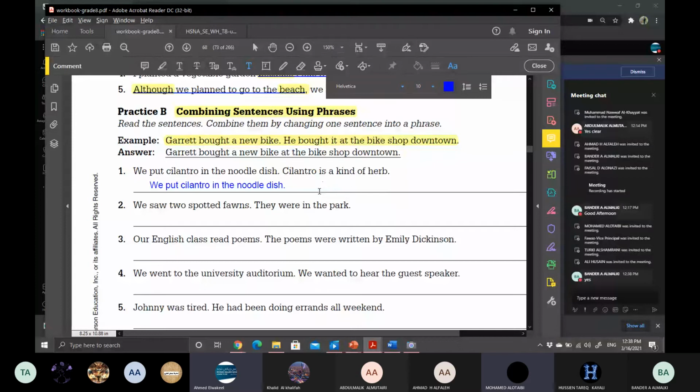Yes. I think we put cilantro in the dishes and, not and. Wait, I will think about it. Think about it. After we put cilantro, I think we put cilantro is a kind of herb.